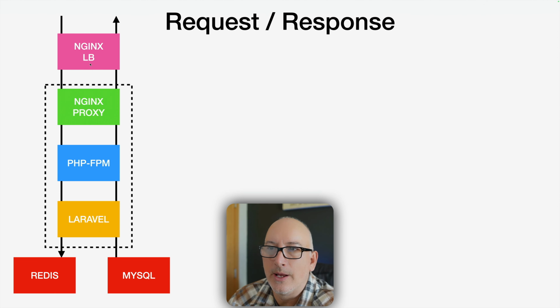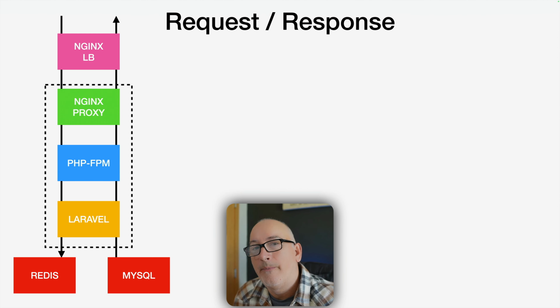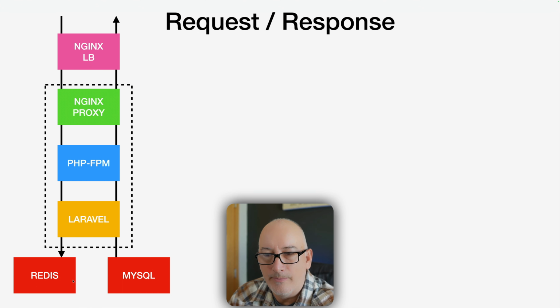All right, so it's the next day, but there's a few more tweaks that we should really look at here. Right now, we have this stack going on. We have a load balancer with Nginx, and it's proxying the HTTP requests to another Nginx proxy, which is proxying it to the PHP-FPM. And then it's going to Laravel and our data tier.